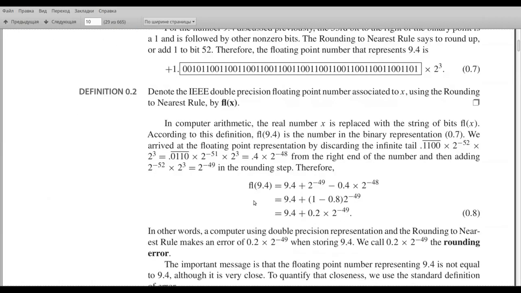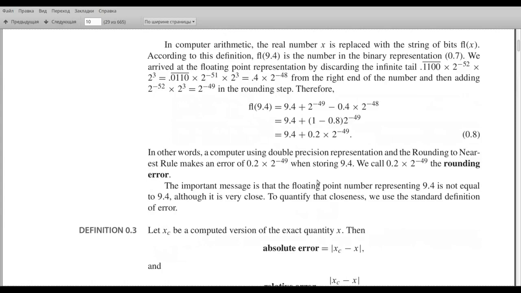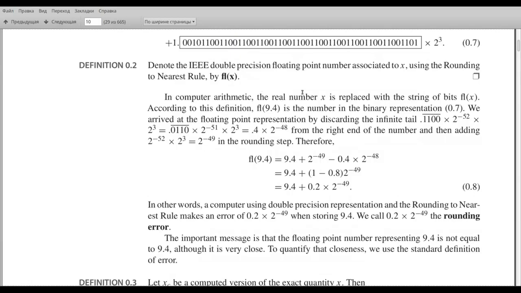Okay, so this is what is used in IEEE 754, this rounding to the nearest. We will denote this number, using the rounding to the nearest rule in double precision, as FL of X. So now let us try to figure out what will be the error in this case.